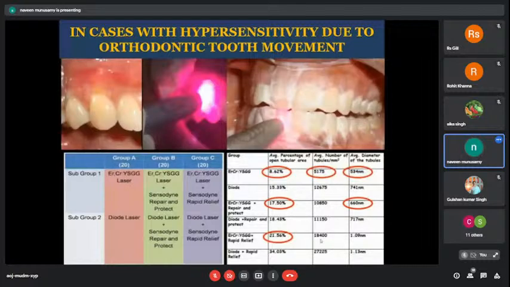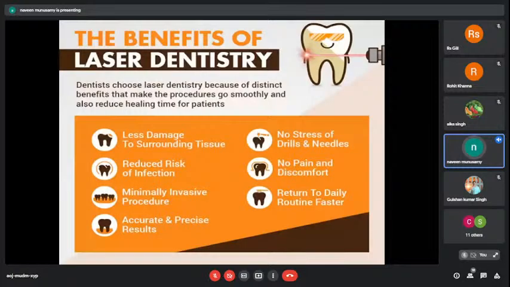So just again to tell in the end that lasers have a lot of benefits: less damage to surrounding tissue, reduced risk of infection, minimally invasive procedure, no stress, no drills, no needles, nothing required.